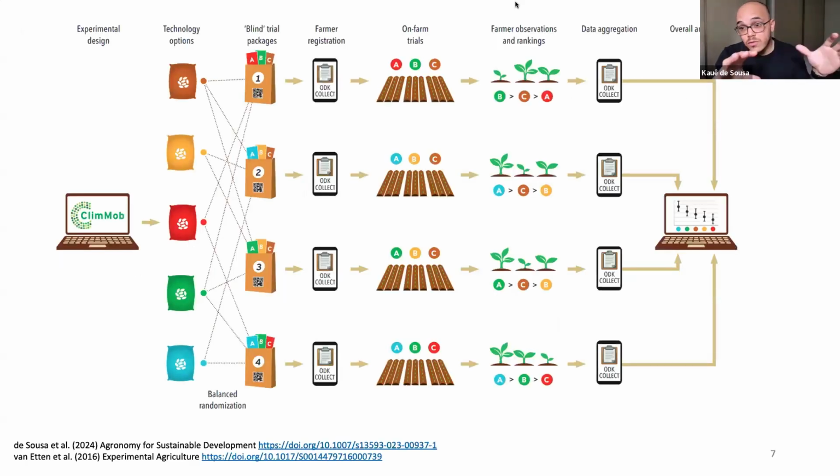So basically, this is an overview of how Tricot works. We set up a platform called ClimMob, which is where I work more on the data part. ClimMob does the randomization for you, and it prepares the packages. You go to the farm, and you register this with a QR code. The farmer sets up the trials.